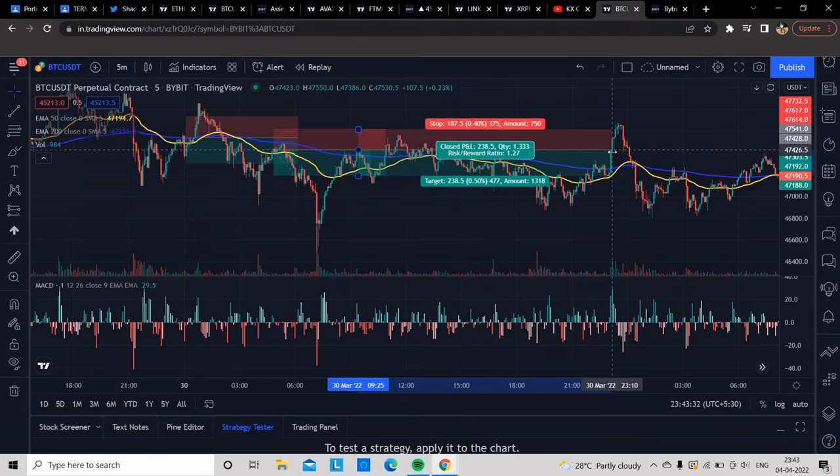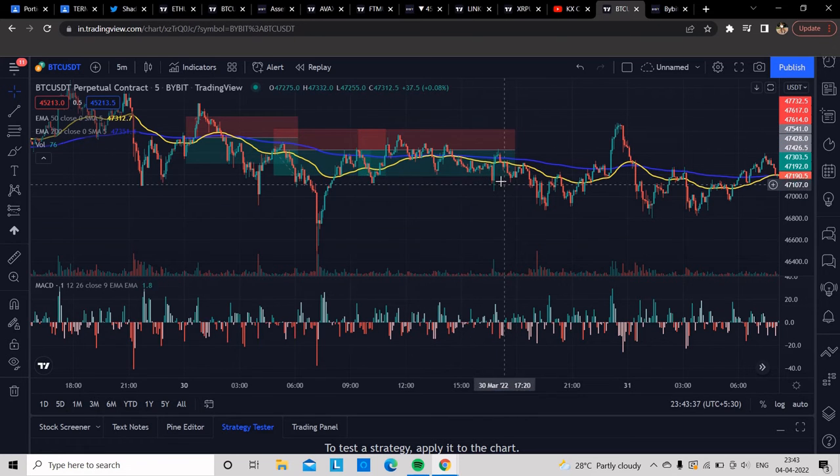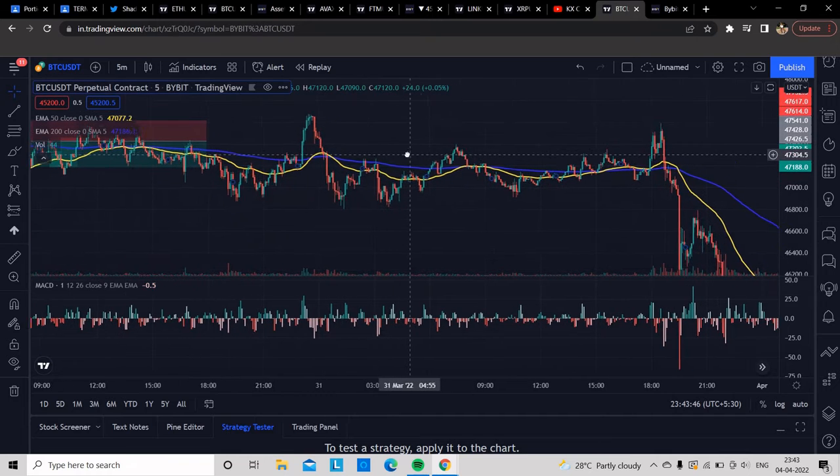As you can see, the trade worked out alright. It touches here, and the trade gets executed over here. But yeah, that's how this strategy basically works. Do let me know if you have any doubts, but I'll just show you one more.